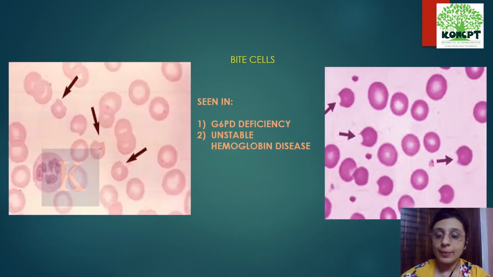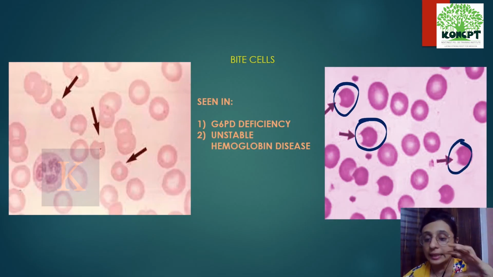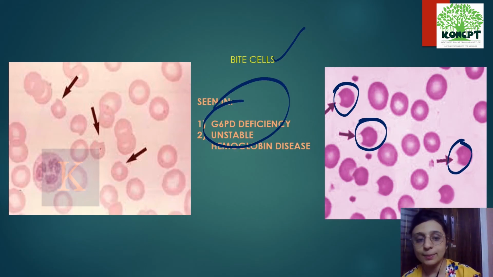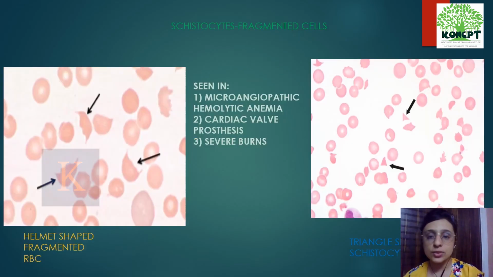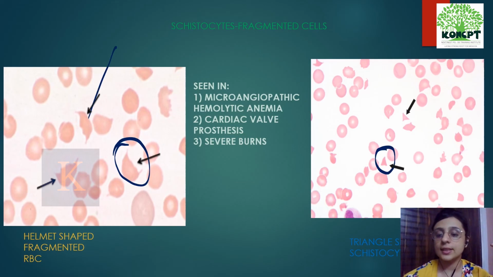Next, bite cells. Bite cells, can you see as if something has been bitten off very neatly, like a clear bitten off part of an RBC. These are called as bite cells. These are seen in G6PD deficiency and unstable hemoglobin disease. But you have to remember G6PD deficiency bite cells. Next, schistocytes are fragmented cells. They can be fragmented in the form of helmet shape or these triangle shaped fragmented RBC seen in microangiopathic hemolytic anemia, cardiac valve processes and severe burns.